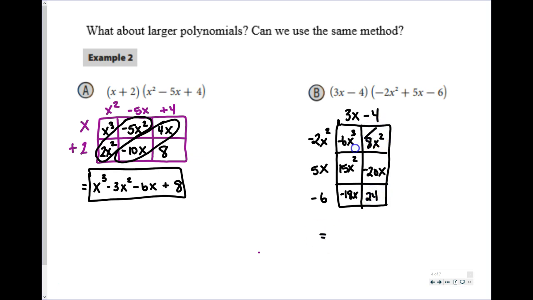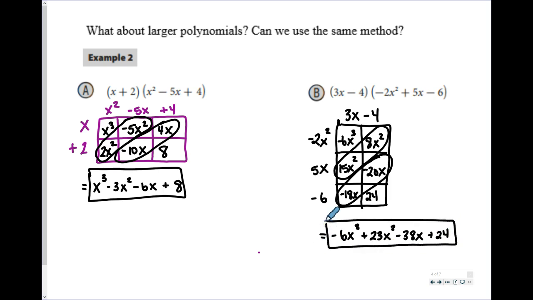Check for like terms. They tend to be on diagonals, not 100% all the time, so I'm not going to say that, but there's a pattern that like terms are diagonal from each other. So I've got negative 6x to the third. 15 plus 8 is 23, so 23x squared. Negative 18 plus negative 20 is negative 38x, and then we've just got the plus 24. Okay?